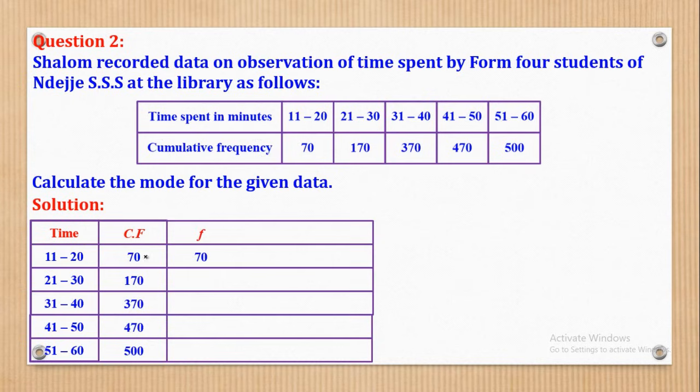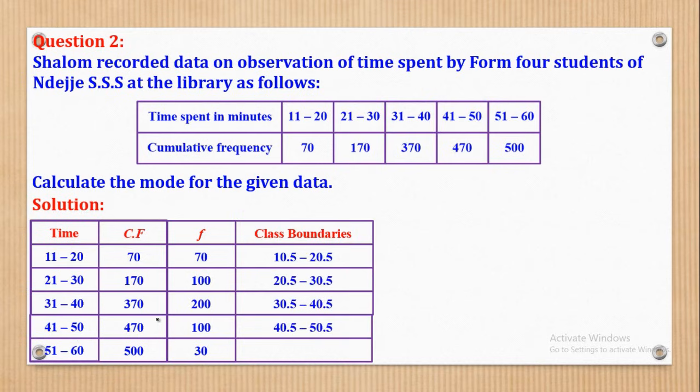The next is to get the frequency. So for frequency, first write this one there, then this minus this, put it here, this minus this, put it here, this minus this, put it here, this minus this, put it here. That is now frequency. The next is class boundaries. So like I told you, first get this difference, divide by 2, and keep on subtracting from lower class limits and add to upper class limits. When you do that, we shall come up with these values of class boundaries.